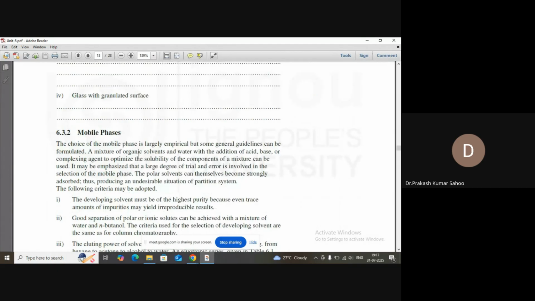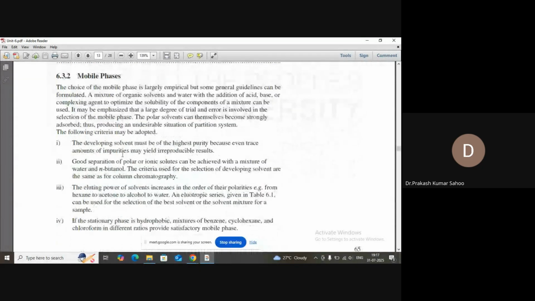Similarly, the choice of mobile phase is largely empirical, but some general guidelines are there. The developing solvent must be of the highest purity, because traces of impurity may yield irreproducible results. Good separation of polar or ionic solutes can be achieved with a mixture of water and n-butanol. The criteria used for selection of developing solvent are the same as for column chromatography.